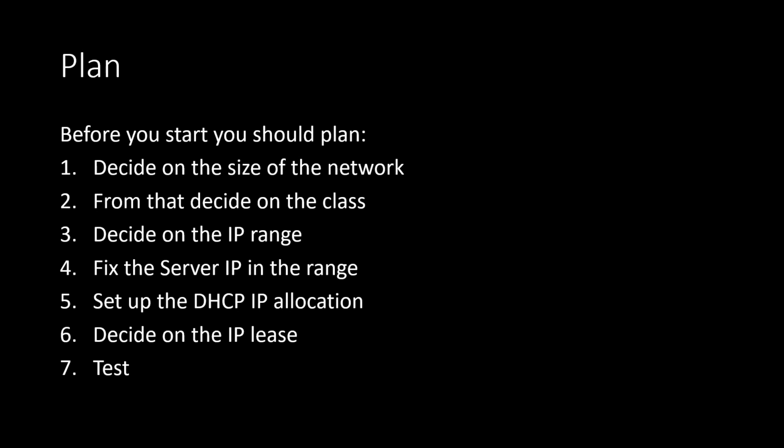When you're setting this up, you really need a plan, and the plan should be something like this. Step 1, decide on the size of your network. Step 2, from that decide on the class. Step 3, decide on the IP range. Step 4, fix the server IP in that range. 5, set up the DHCP IP allocation. 6, decide on the lease. And finally 7, test that it's actually working.